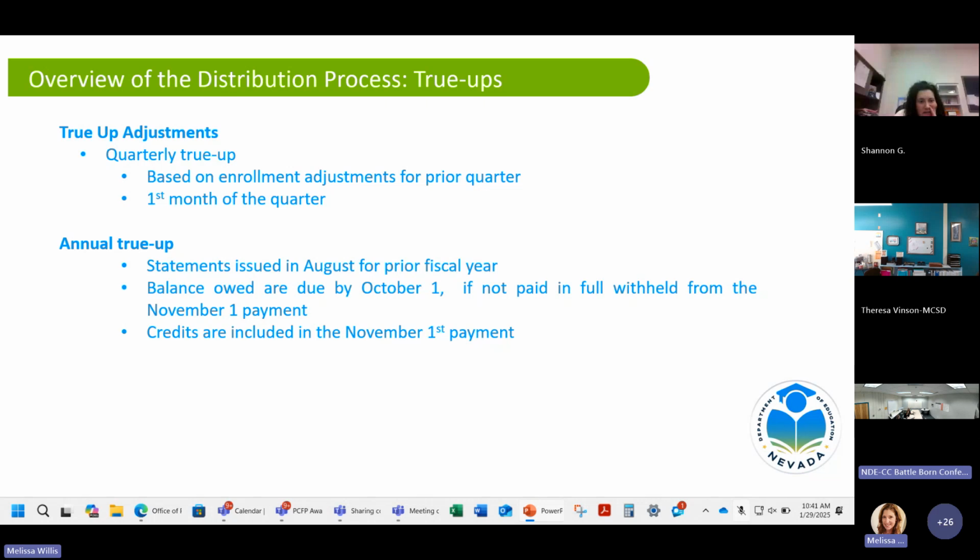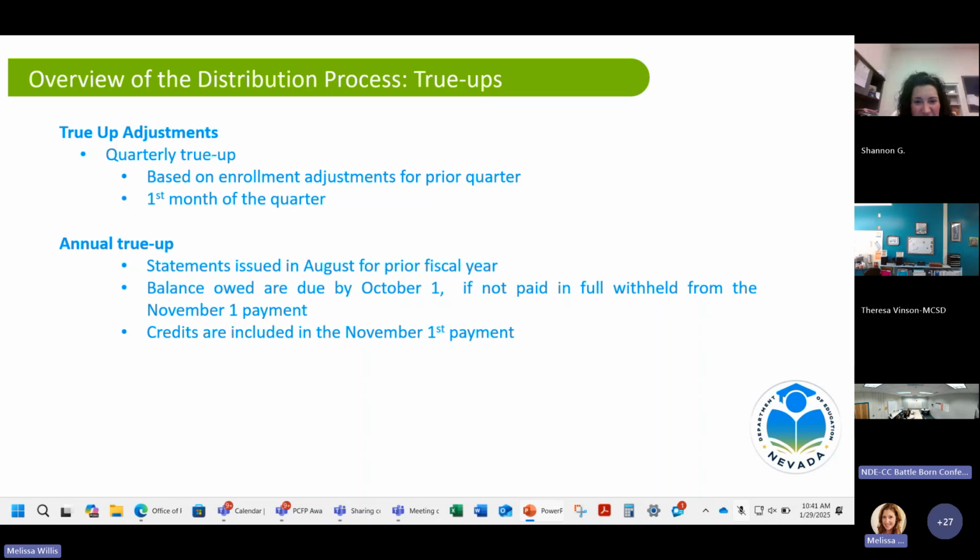For the distribution process, we also have 2 different true-ups that happen. So the first one is the true-up adjustment. This has to do with the enrollment adjustments for the prior quarter. And those adjustments are either paid or reduced from your first monthly payment of the quarter.